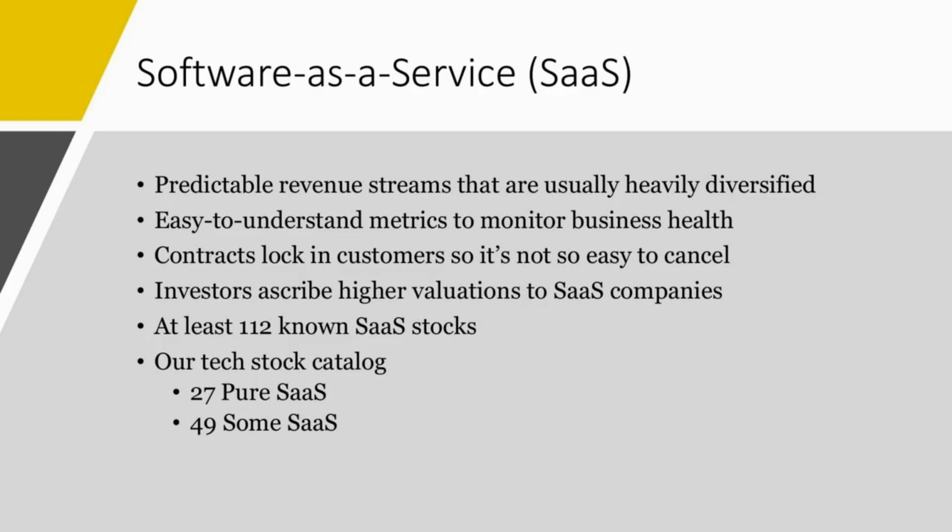There are about 112 known SaaS stocks from the research that we've done. In our own tech stock catalog, that's an Excel spreadsheet that we provide to subscribers with about 430 tech stocks in there, 27 are flagged as pure SaaS, and let's say 49 have some elements of SaaS. And I think we've defined that to say you have to have 90% or more of your revenues coming from the SaaS offering in order to be a pure SaaS firm. There are other companies out there that may have 10% of their revenues coming from SaaS, and they're looking to grow that because they know the market ascribes a premium, as we said.